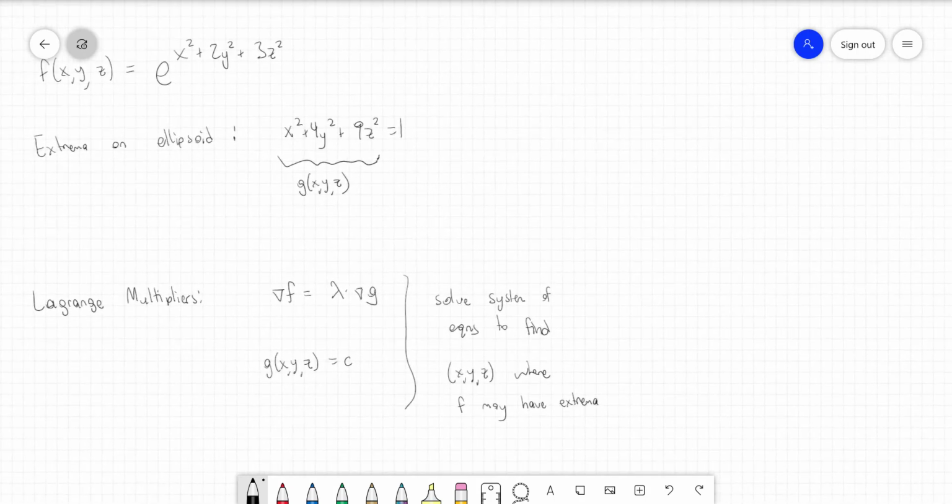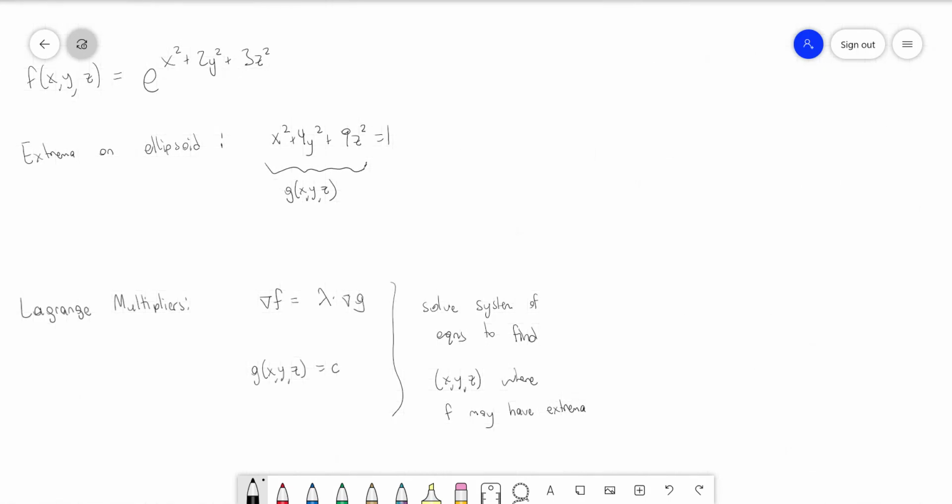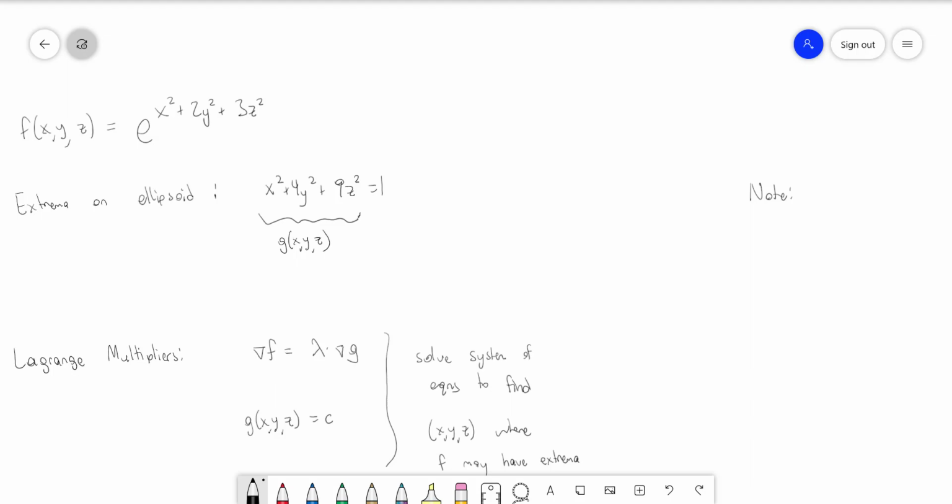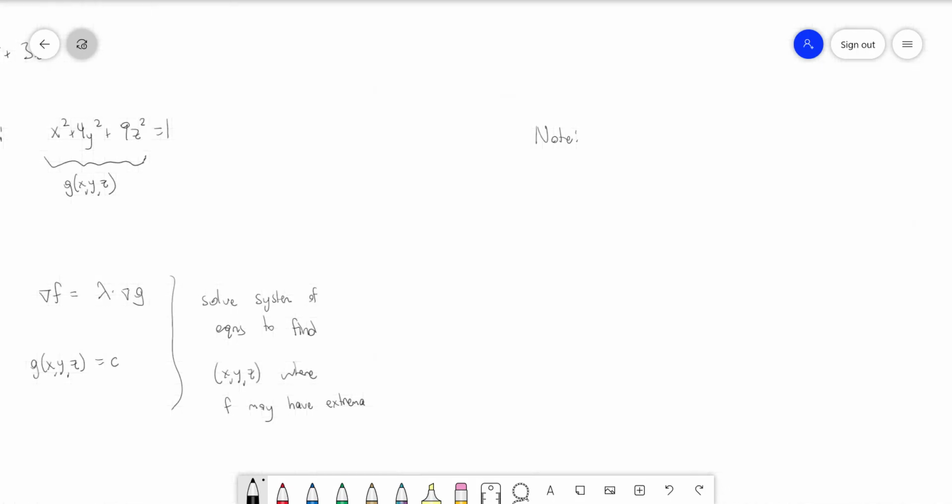Now, for this problem, there is a nice simplification that we can make. Our function f is defined as an exponential function, right? E to some power. Now, the exponential function is naturally an increasing function. So the larger the exponent is, the larger the exponential, and the smaller the exponent, the smaller the exponential.